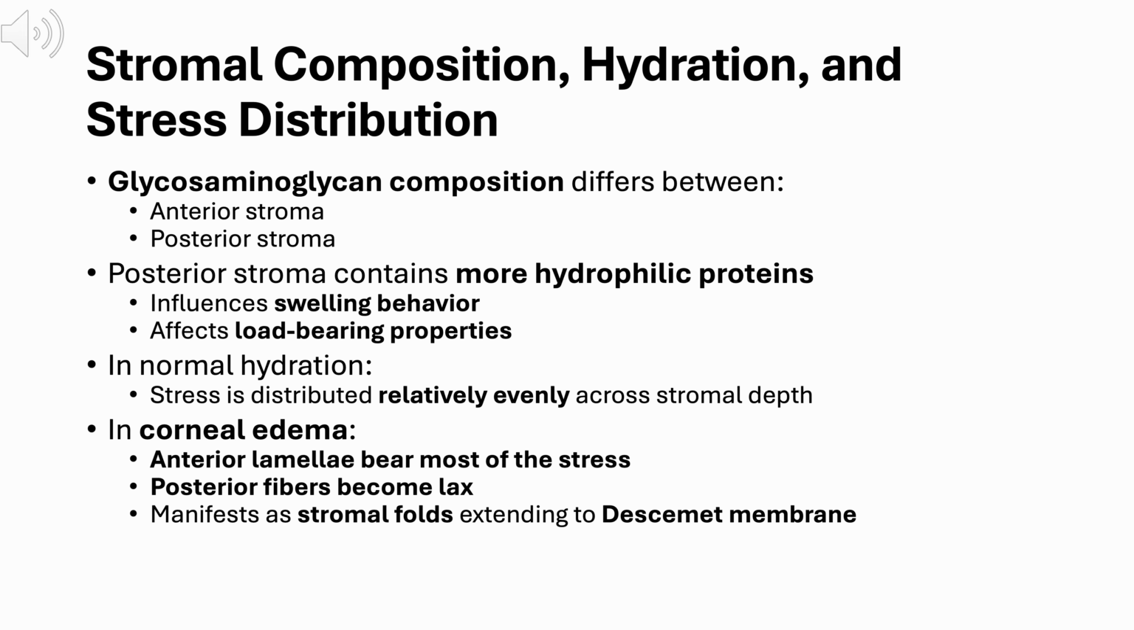Under normal hydration conditions, mechanical stress is distributed relatively evenly across the depth of the stroma. No single layer is disproportionately overloaded, and the cornea maintains its normal shape and clarity. In corneal edema, that balance breaks down. The anterior lamellae end up bearing most of the mechanical stress, while the posterior fibers become lax. Clinically, this shift in stress manifests as stromal folds that can extend all the way to Descemet's membrane, linking the biochemical changes of hydration to the structural findings we see on exam.